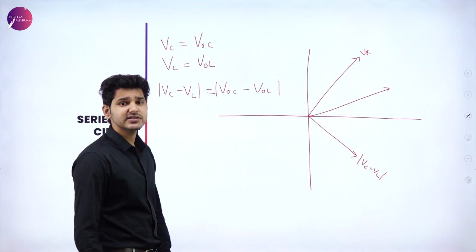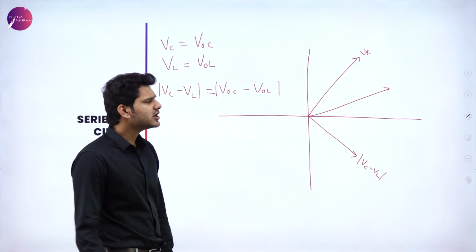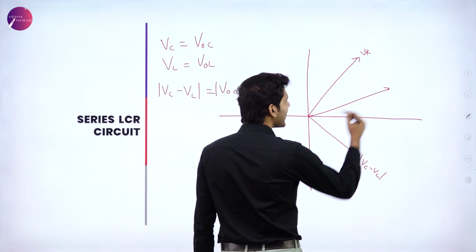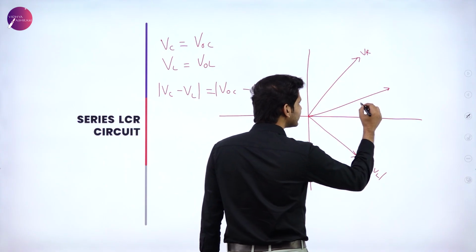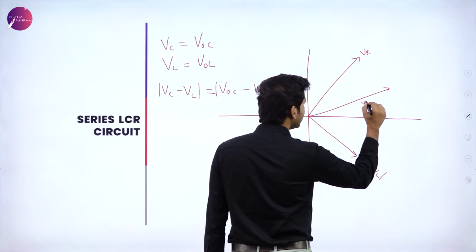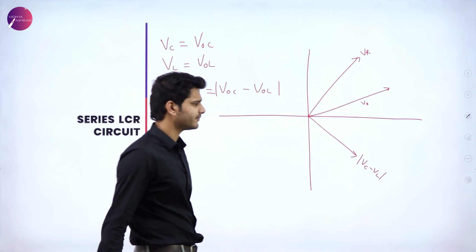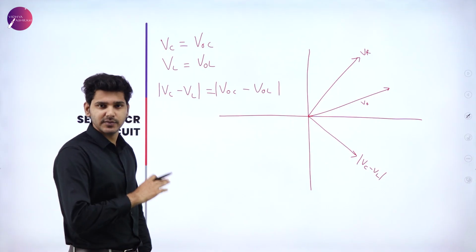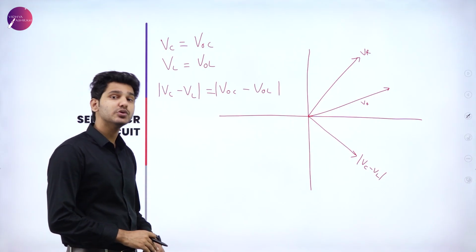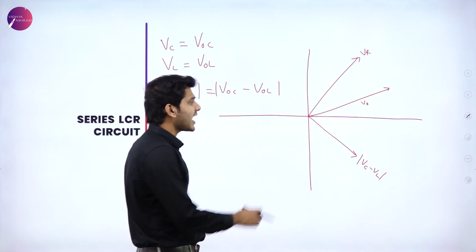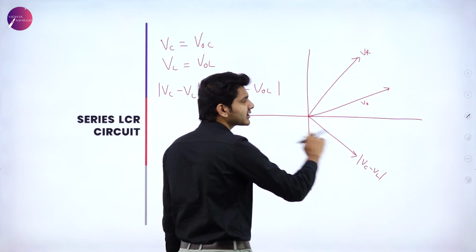So I'm calling it as resultant vector V, and simply I'm saying that the magnitude of this particular resultant vector, let it be V naught. So this will be the resultant. Now what I'm doing is that I have three vectors here, right?